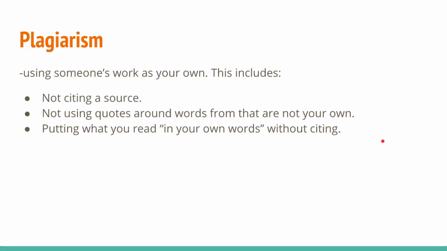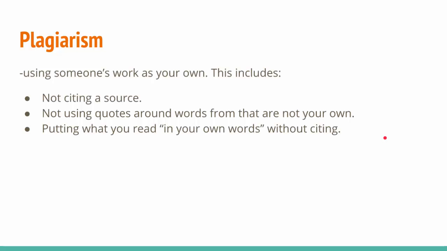Plagiarism. That's using somebody else's work as your own. Now you probably know that it would be plagiarism to copy another person's paper. But you have to remember 3 other things. Plagiarism happens if you don't cite your sources. Plagiarism happens if you don't use quotes around words that are not your own. Plagiarism happens if you put things in your own words without citing the source. That's called paraphrasing, and you still have to cite the source.